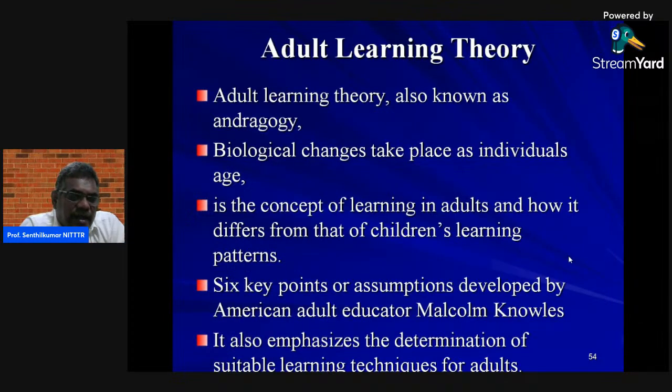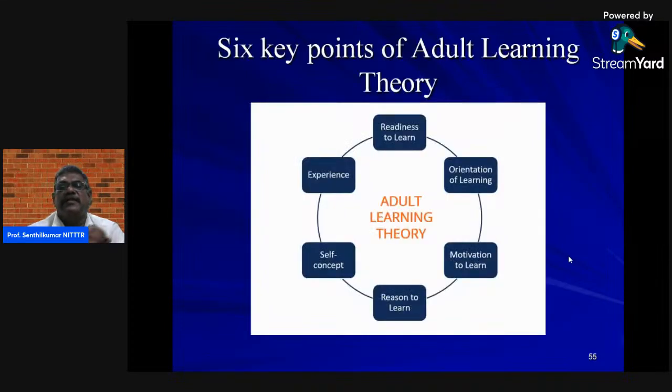Adult learning theory, also known as andragogy. Biological change takes place with individual age. It is a concept of learning in adults, how it differs from children's learning patterns. What are the six key assumptions developed by the American adult educator Malcolm Knowles? It also emphasizes the determination of suitable learning techniques for adults. What is adult learning theory? Orientation of learning, motivation to learn, reason to learn, self-concept, experience, readiness.